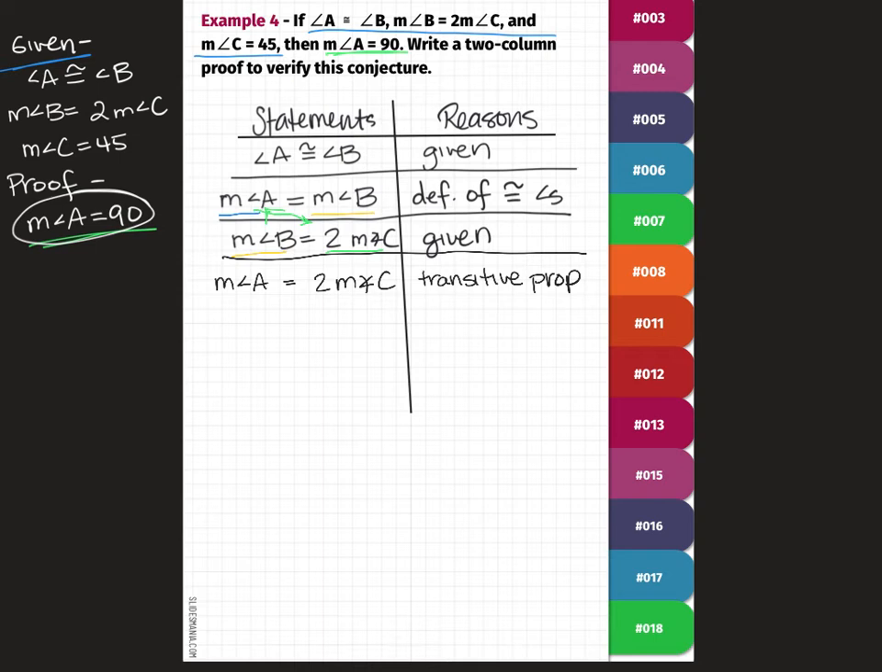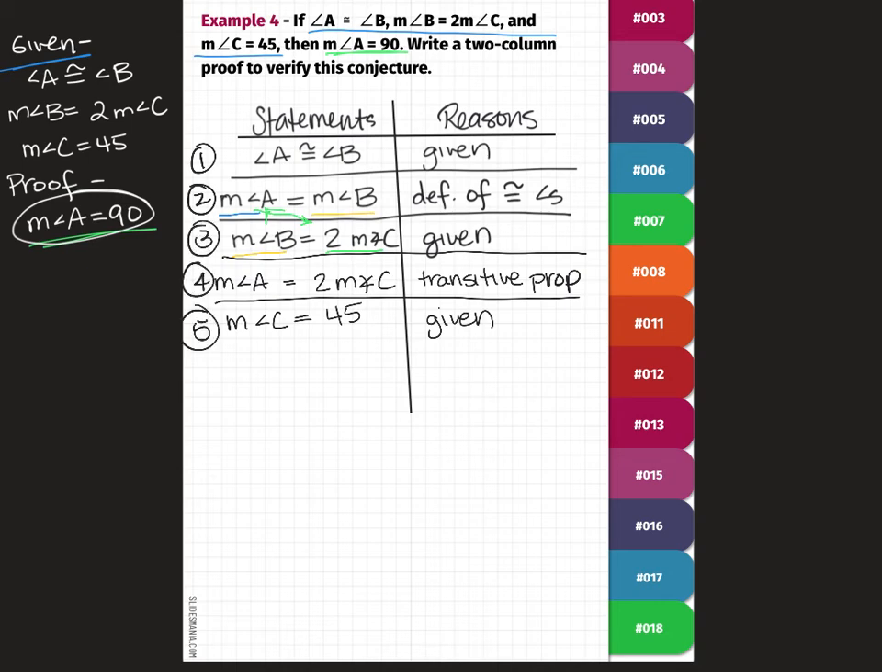And then I'm going to go back again to some information that I was given. And the information that I was given says that the measure of angle C is equal to 45. And so that is given. Now, it would be really nice if I could say the measure of angle A is equal to 2 times the measure of angle C, the measure of angle C is equal to 45, and use transitive property. But I can't because the previous line, which you can number the lines here on the side, which I should have been doing all along, in line number 4, tells me that the measure of angle A is equal to 2 times the measure of angle C.